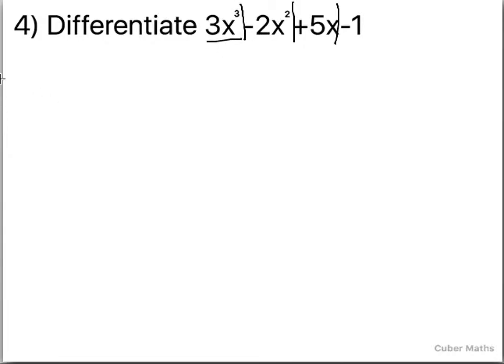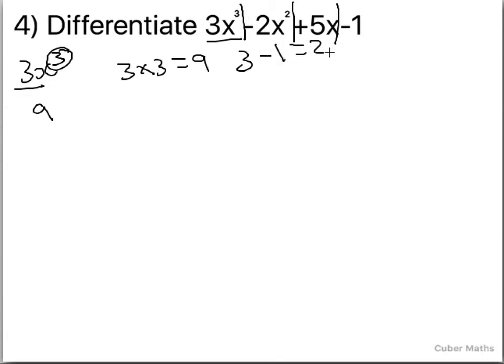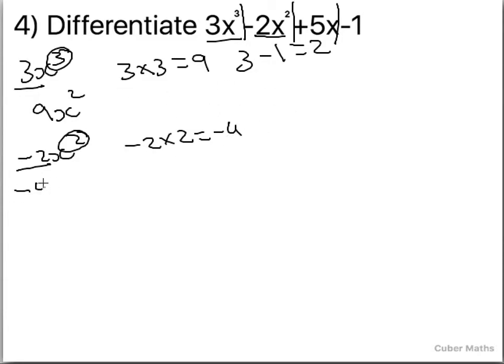So if we take the first bit of 3x cubed, take our number in front and our power, 3 times by 3, we're going to be left with 9. And then take 1 away from our power, 3 take away 1, we're going to have 2. So it's going to leave us 9x squared. Now if we take our second bit, minus 2x squared, take the number in front and the power, minus 2 times by 2, we're going to be left with minus 4. So if we write that down here, take 1 away from the power, 2 take away 1, we're going to be left with 1. So we're just going to have minus 4x.